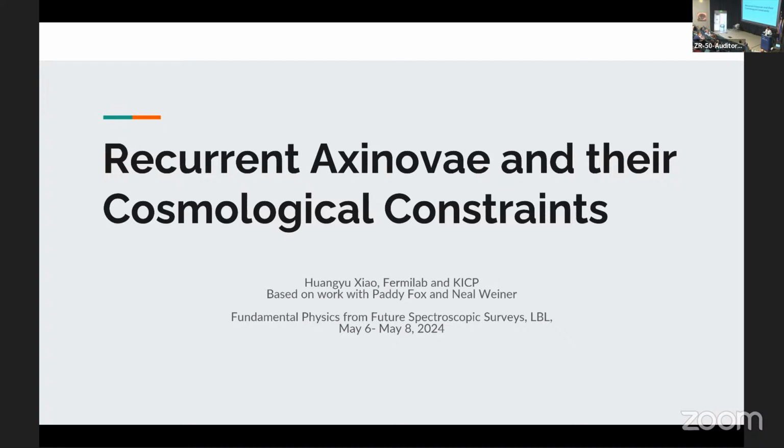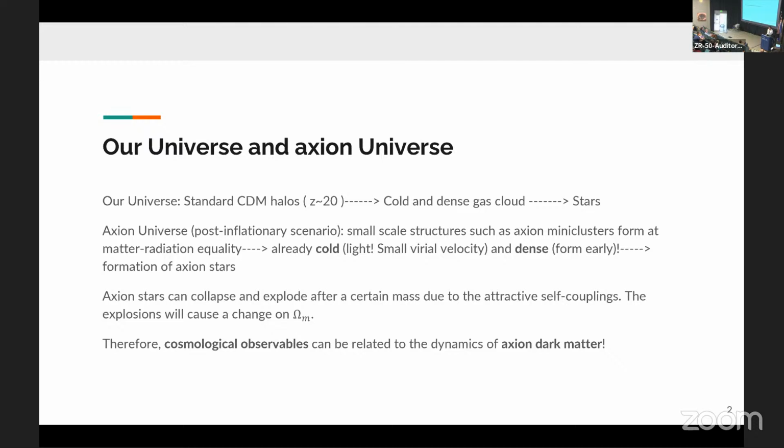So before I really go into the details, I want to do some comparison between the universe we understand now and a universe with axion being our dark matter, which is one of the favorite dark matter candidates. So we know our universe, we have adiabatic fluctuations. Those fluctuations will lead to the collapse of large-scale structure, roughly at redshift 20. And then we have formation of galaxies. We have star formation in the cold and dense gas cloud.